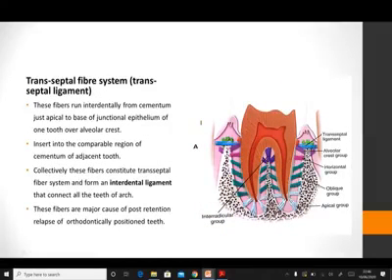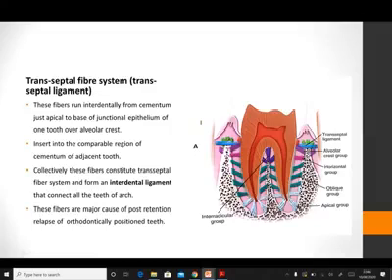Then we have the last and the final type of the gingival ligaments, the transeptal fiber system, which is called the transeptal ligament. We call it the fiber system because it connects all of the teeth in one arch. These fibers basically run interdentally from one tooth to the next to next to next. They run interdentally from the cementum just apical to the base of the junctional epithelium of one tooth over the alveolar crest of that tooth, and they insert into the similar region of the adjacent tooth.